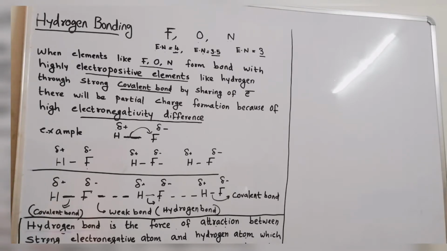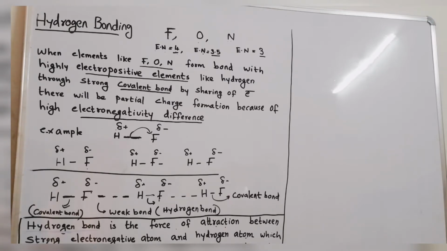All of you know that ice floats in water because it has lower density than water. What makes its density lower than water? Water has the lowest molecular weight among the hydrides of group 16 elements, yet it has the highest boiling point. Why? This is due to hydrogen bonding.